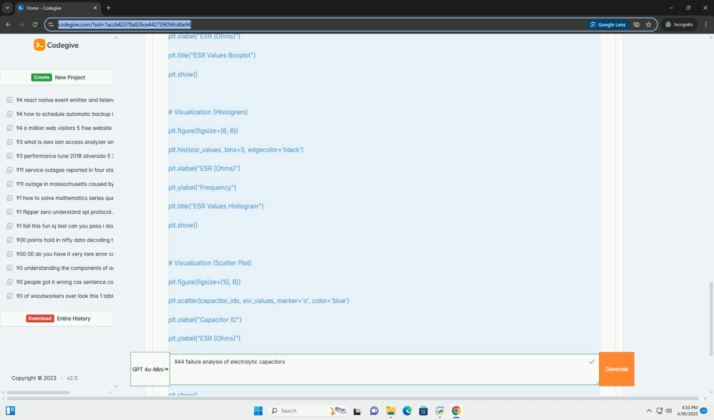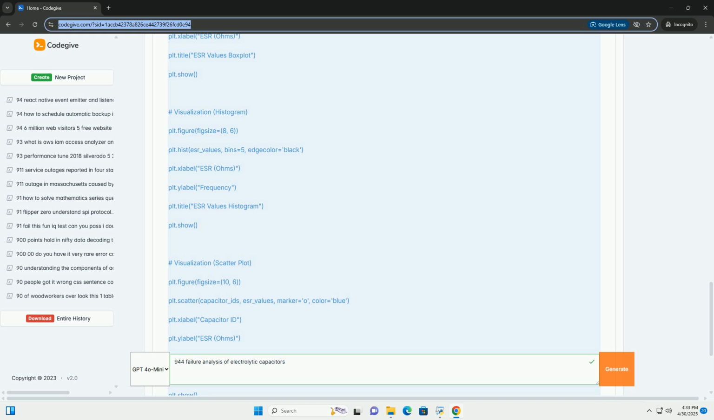Polarity: always double-check the polarity of electrolytic capacitors before installing them. Reversing the polarity can cause them to explode. Soldering: use proper soldering techniques to avoid damaging the capacitors. Avoid overheating them during soldering. Safety: always discharge capacitors before handling them. Electrolytic capacitors can store a significant amount of energy, even after the circuit is powered off.